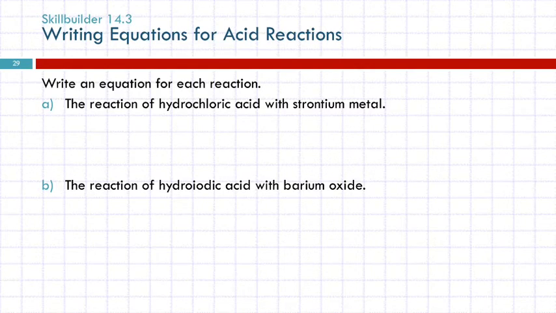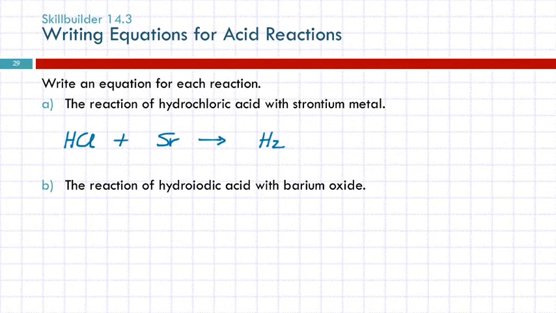So write the equation for each reaction. HCl reacting with strontium metal. Well, hydrochloric acid, HCl, and strontium is Sr. So in summarizing these reactions, I said the possibilities are we could get water and salt or hydrogen gas and salt. Could we get water out of this one? No, there's no oxygen in the reactants. That's completely impossible. So it must be hydrogen gas and a salt.